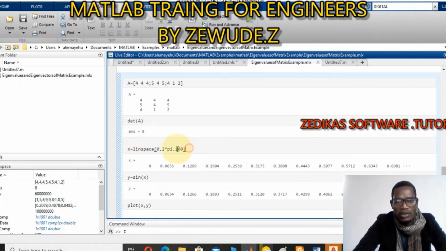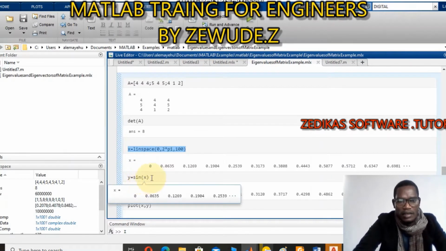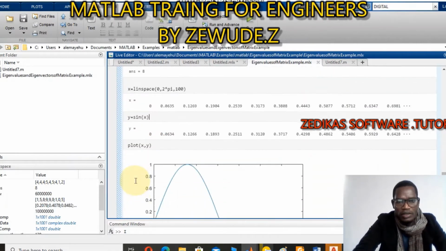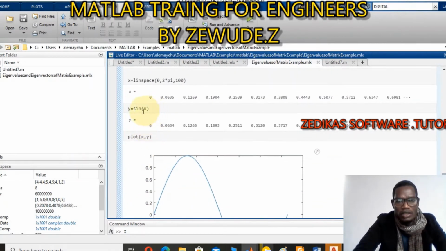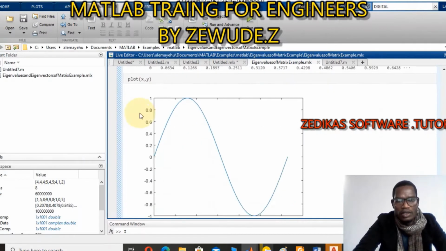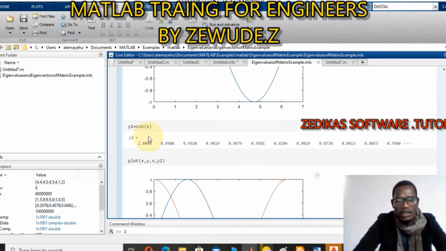The x function is the common point, and here the y is presented separately in the first exercise and the second exercise. For my first function, y is sin x, and for my second graph, y2 is a cosine function.